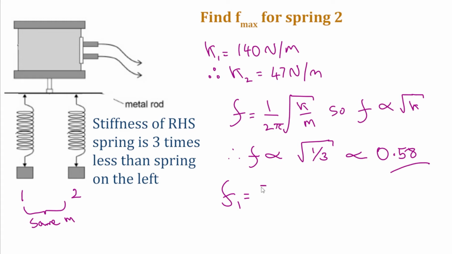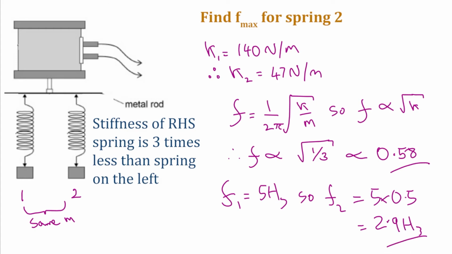Given that f1 is equal to 5 Hz, this means that f2 will be equal to 5 times 0.58, which comes out as 2.9 hertz. So our second spring therefore has a frequency of 2.9 hertz.